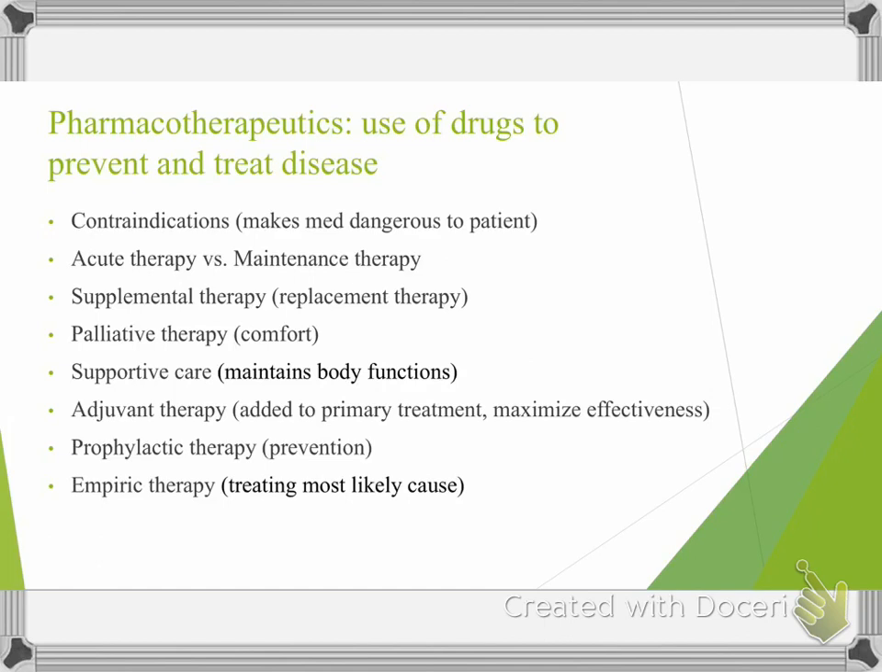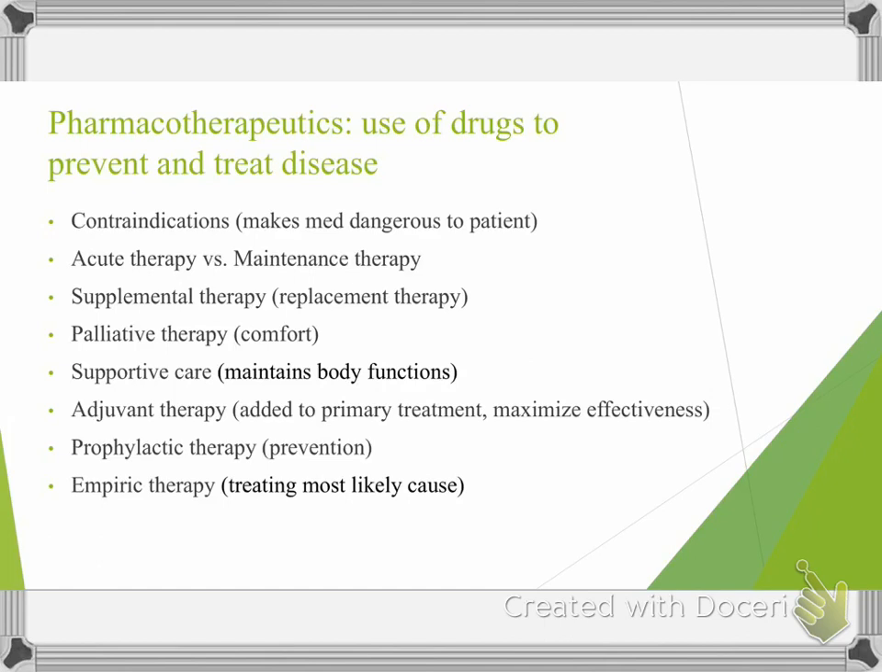Palliative therapy, this is comfort. So quality of life, pain medications, things like that. Supportive care, this helps to maintain body functions. This would be like IV fluids, TPN, things like that. Adjuvant therapy, this is in addition to the primary treatment. This is designed to help the treatment work better. It's to maximize the effectiveness of the primary treatment, okay?